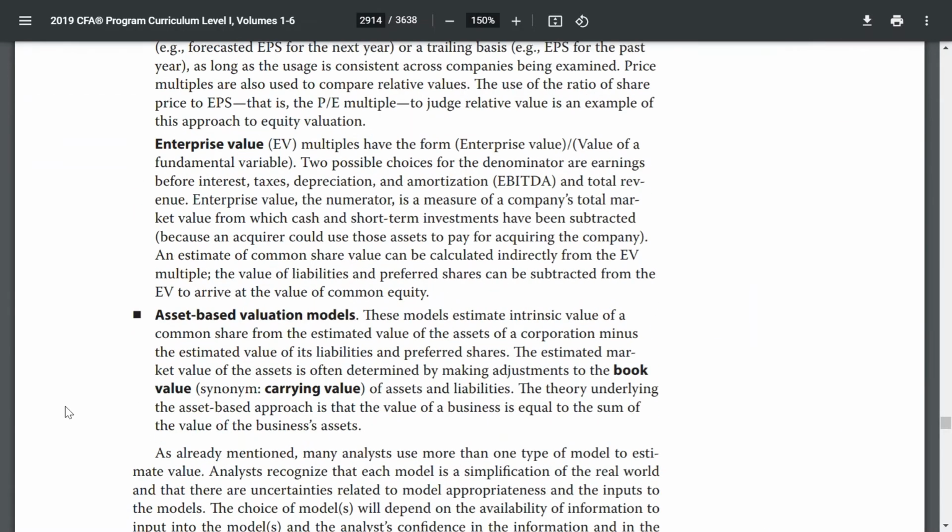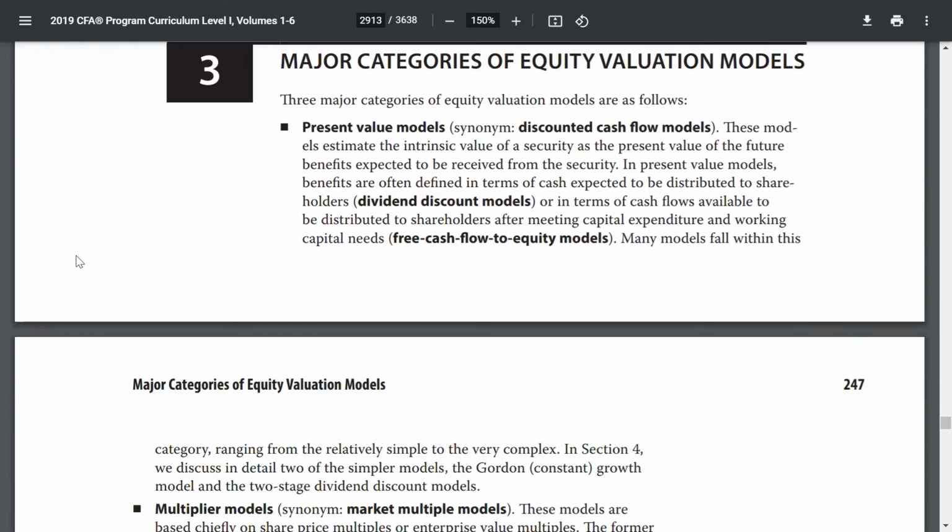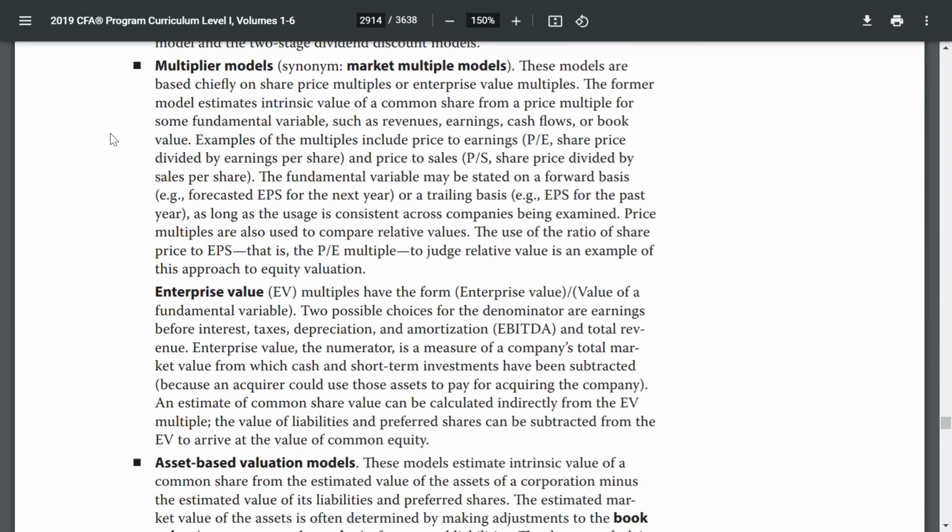Okay, so major categories of equity valuation models: the present value model. The model estimates the intrinsic value of a security as the present value of the future benefit expected to be received from the security. The multiplier model. The models are based chiefly on share price multiples or enterprise value multiples. The former model estimates the intrinsic value of the common share from the price multiple for some fundamental variables such as revenues, earnings, cash flows, or book values.